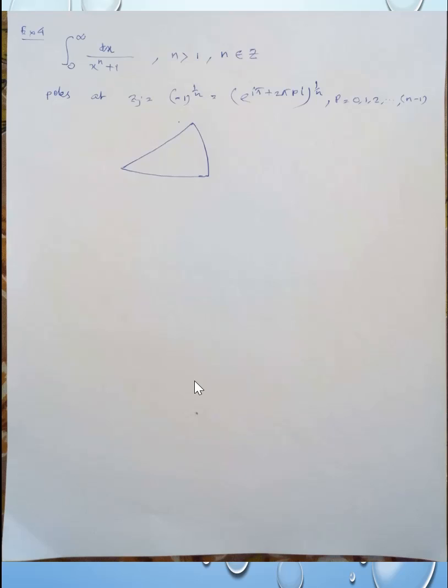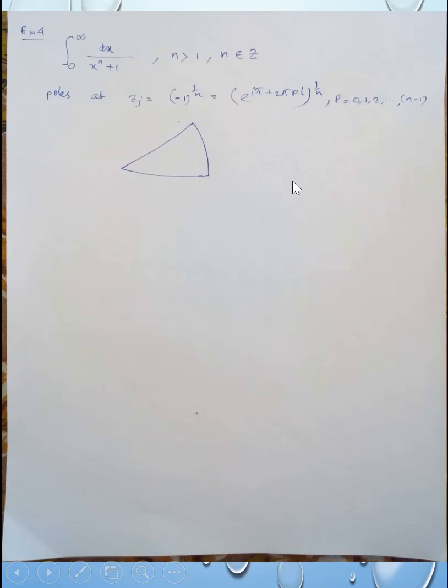Okay, so you can see, if you can solve this one, you can solve that one too by this method. The difference is that here the limit is only 0 to infinity. Okay, let's start. First, you find the poles. It is a simple thing, you have already done it: exponential of I pi plus 2 pi p, to the power 1 by n, where p runs from 0 to n minus 1.